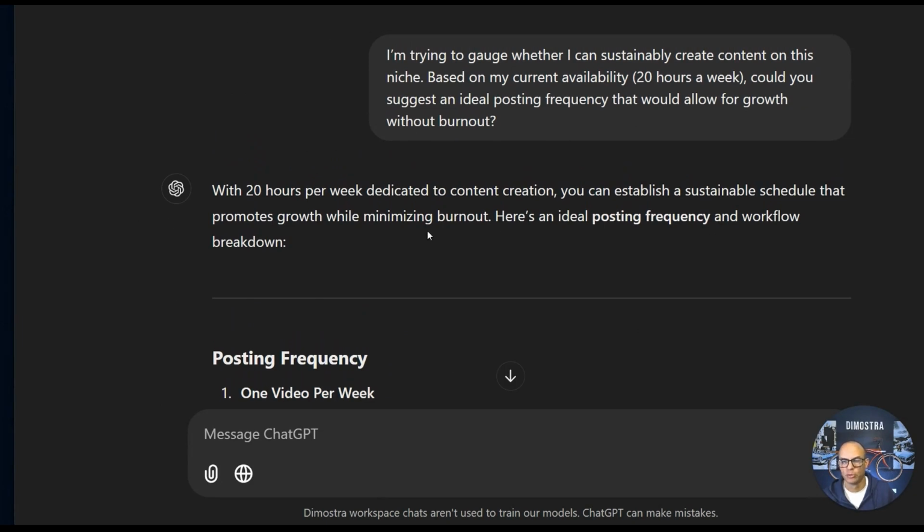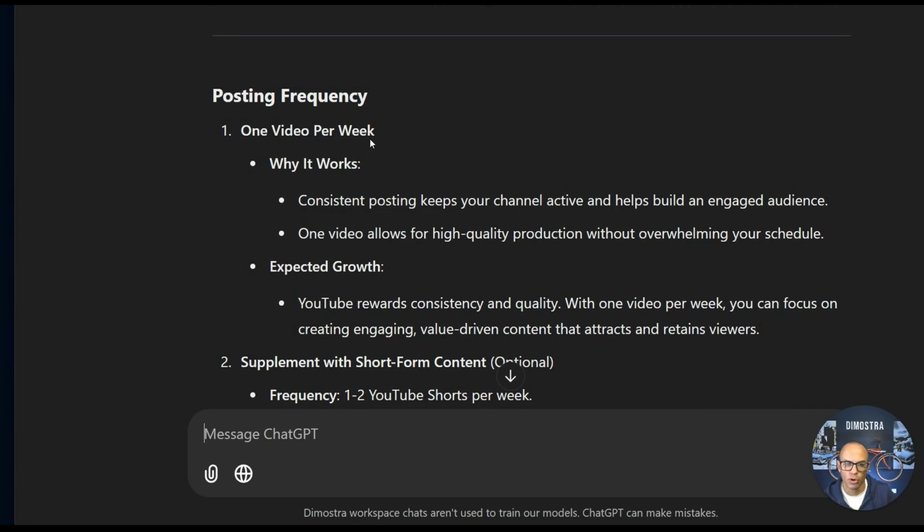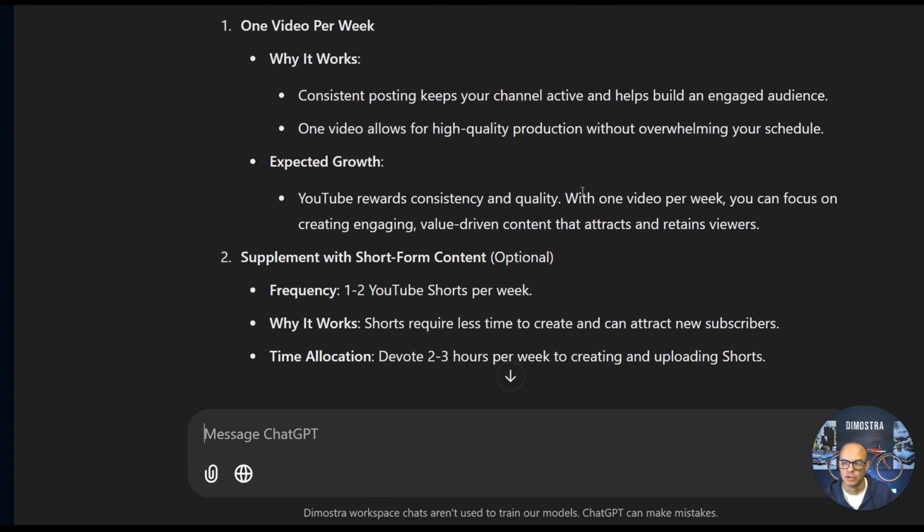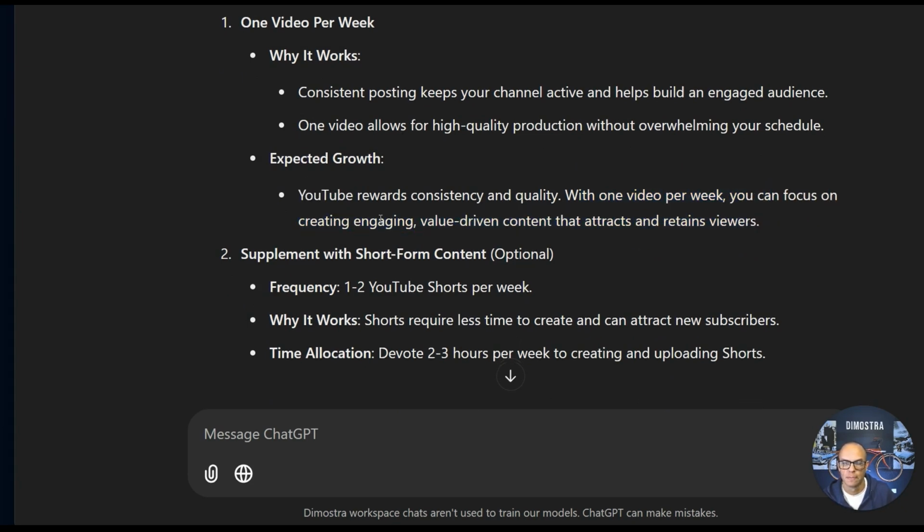With 20 hours per week dedicated to content creation, you can establish a sustainable schedule that promotes growth while minimizing burnout. Here's an ideal posting frequency and workflow breakdown. One video per week, why it works. Expected growth. Let's see what it says here. With one video per week, you can focus on creating engaging, value-driven content that attracts and retains viewers.